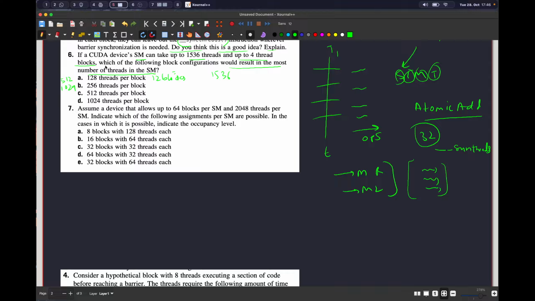And in the example C, we can have 512 threads per block, which is 1536 divided by 512, which is 3. So it is well below our number of blocks limit. So maximum number of threads we can have in this case is 1536, let me write it down. So that 1536. In the example D, we have 1024 threads per block. So in this case, we can have only one block, right? Because if we had two blocks, we would cross 2048, which is more than our maximum number of threads allowed.